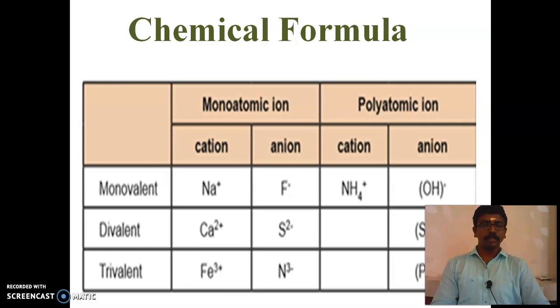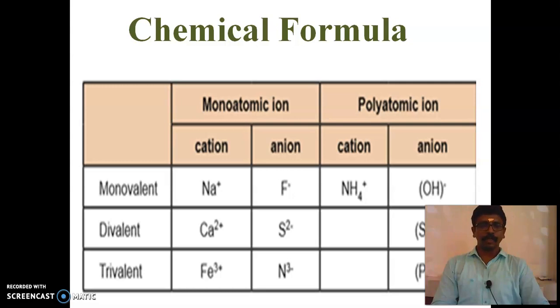For example, take NaCl. What is the formula for sodium? That is Na plus. Then what is the formula for chloride? Cl minus. So with that it will form sodium chloride as NaCl. That is, the sodium chloride formula is NaCl. So with that we will discuss some chemical formulas.